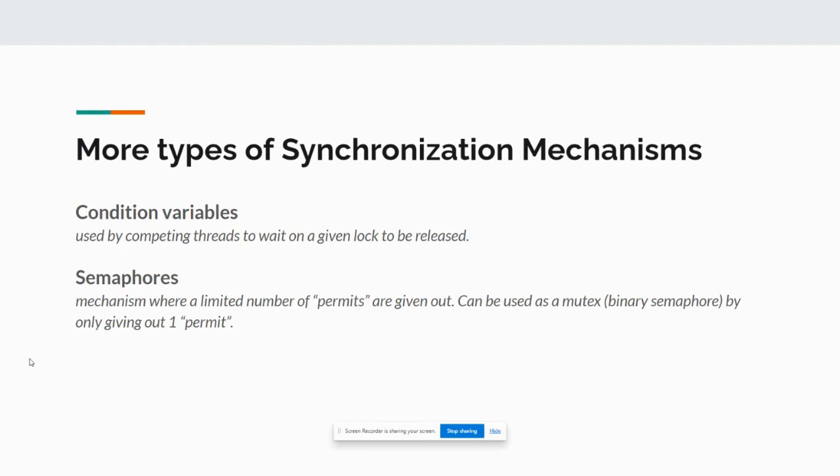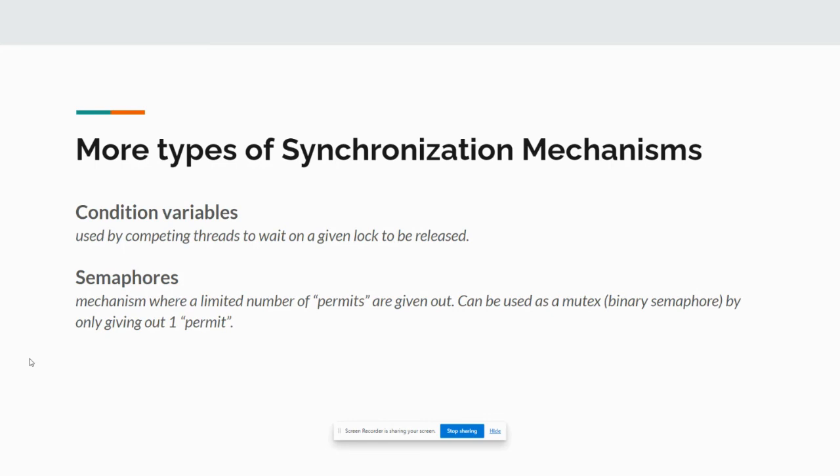There are some other types of synchronization mechanisms as well, such as condition variables, which are used by competing threads to wait on a given lock to be released. As I mentioned earlier, only one child thread will be allowed to access the main thread, or whatever the critical section is, at a given time. So for the other thread to know when to acquire the lock after it is released, we will be using this condition variable to signal.